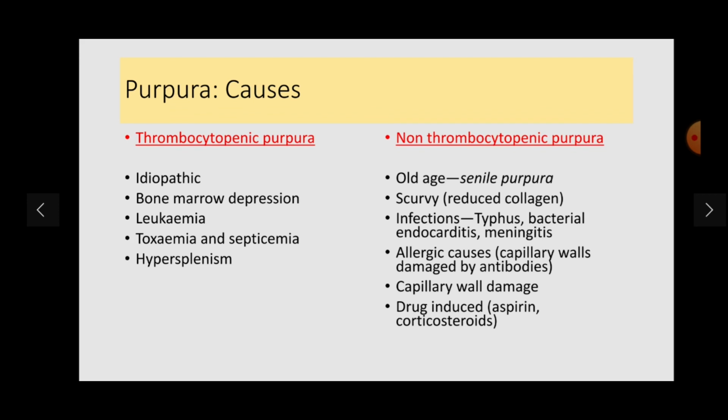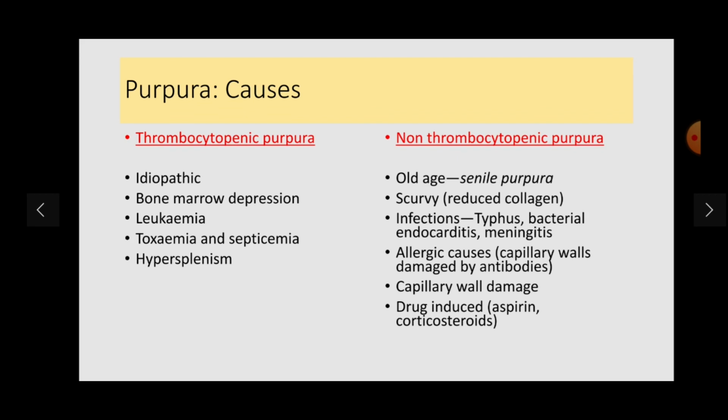Non-thrombocytopenic purpura includes the various causes of purpura except a decrease in the platelet count. It occurs in old age, which is known as senile purpura, because of the decrease in the matrix of the blood vessels. Decrease in the collagen content of the blood vessel results in leakage of blood and formation of purpura. In scurvy, collagen synthesis is decreased.